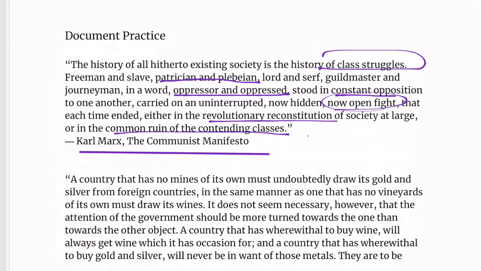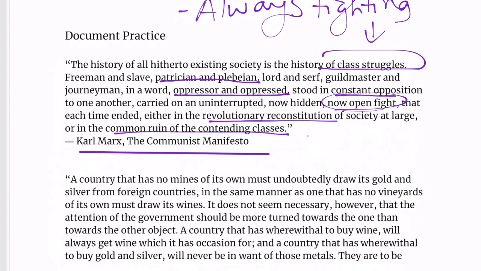So basically he's saying society always wants to alter this. No one is happy in this type of society. So put that down. Always fighting against this. Always fighting the class struggle.